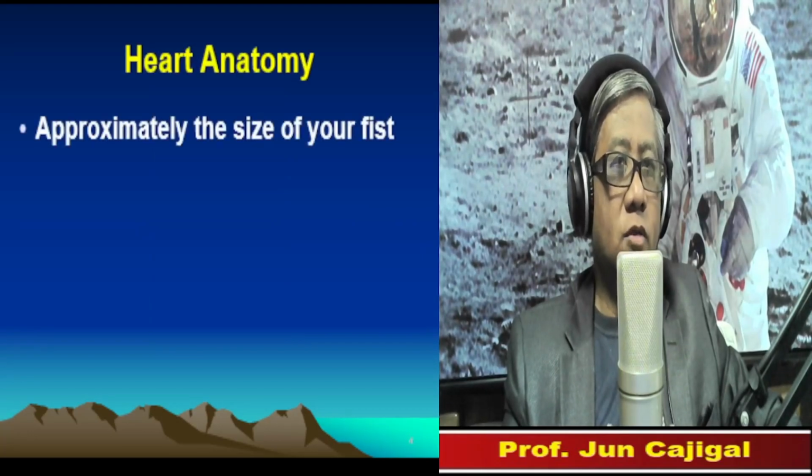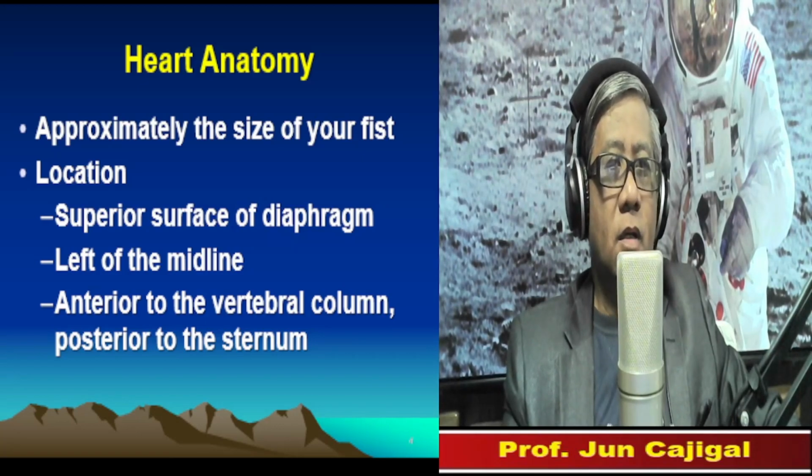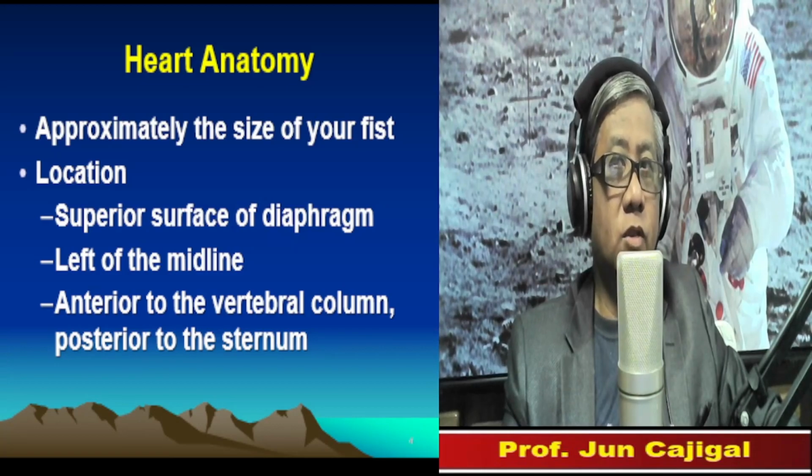Now the heart is approximately about the size of your fist. And in terms of location, the heart is located superior to the diaphragm. So that means that the heart is located above the diaphragm. Then the heart is actually located at the middle of the chest, but it is oriented to the left. That's why I mentioned here left of the midline. Then the heart is also anterior to the vertebral column. It is in front of the vertebral column and posterior to the sternum or the breastbone. So that's the location of the human heart.